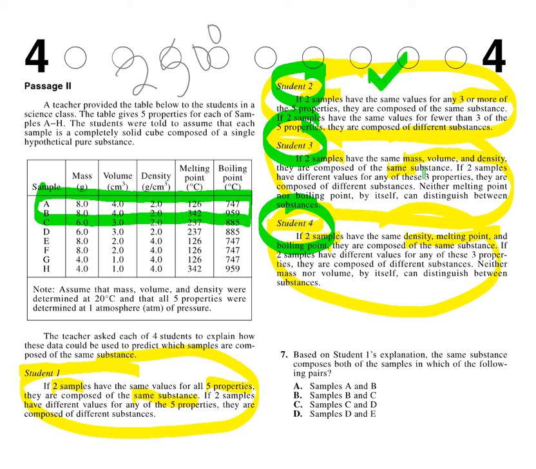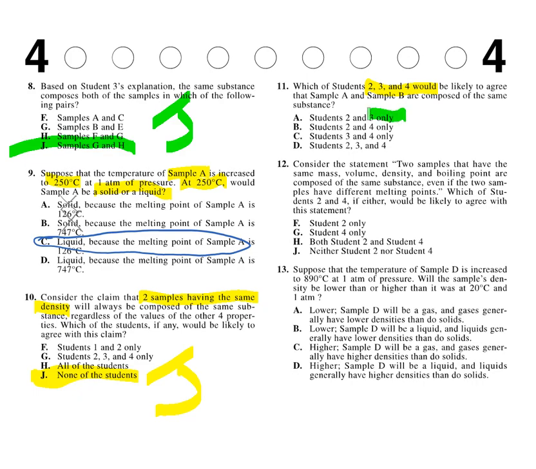Student 3 says they have to have the same mass, volume, and density. That one would also work. And then student 4 says they have to have density, melting point, and boiling point. So that student would not work. So the only correct answer is A for number 11.